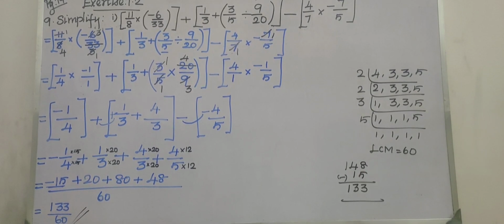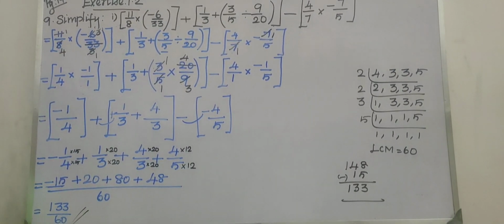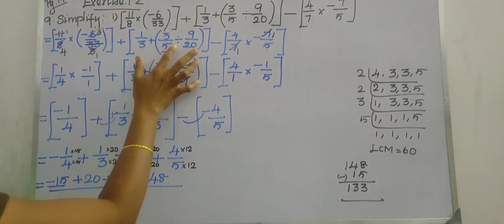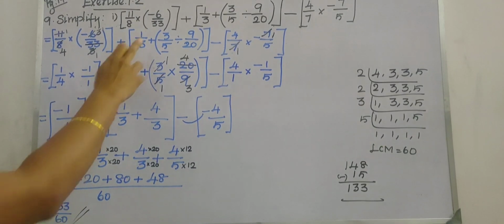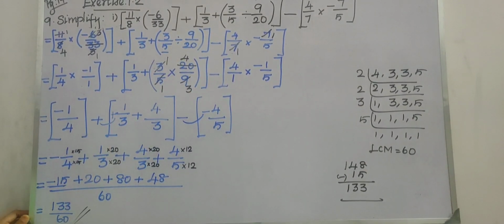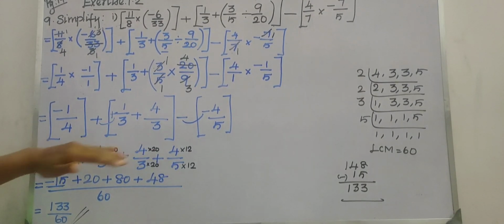Simply, we have solved all the brackets first. Here we multiplied and made this into the standard form. And here we checked, but we have a division symbol, so we change the symbol and take the reciprocal. After that we multiply. Likewise, we got the step. This one we got.